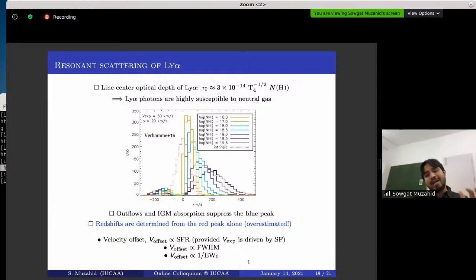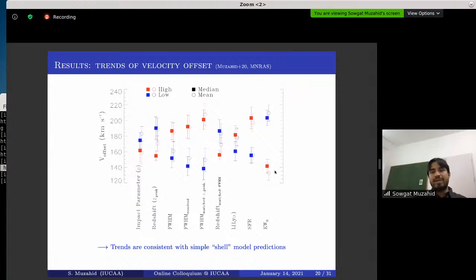And when we divided our sample into different bins of equivalent width, star formation rate, and full width half max of Lyman alpha emission, we did find the exact same trend. For example, it's shown here. With equivalent width, we see the inverse trend. So for the higher equivalent width bin, we find the velocity offset to be low. And the opposite for star formation rate, we see a strong correlation between star formation rate and the velocity offset. And you can see also for full width half max, the velocity offset for the low FWHM bin is lower compared to the high FWHM bin. And these are all consistent with those simple shell model predictions.